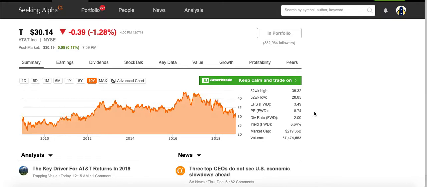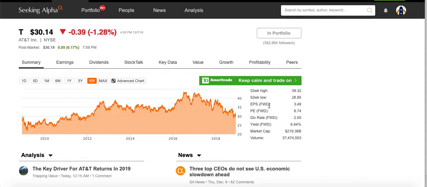But the one point I did want to make is this is forward. So these are analyst estimates. We're looking forward. This is the price to earnings ratio if AT&T makes $3.49 per share next year, based on today's price. There's also something called TTM EPS, which is trailing 12 months.